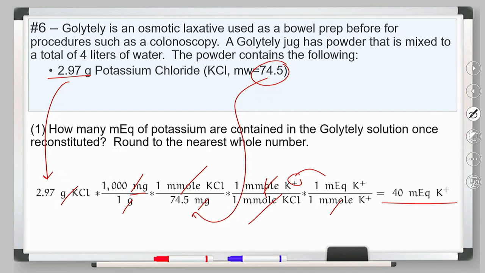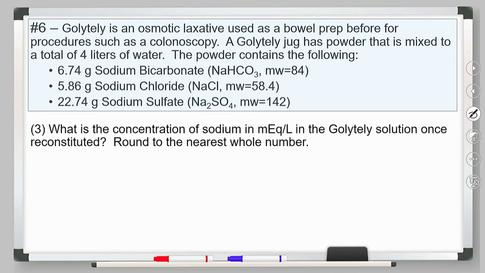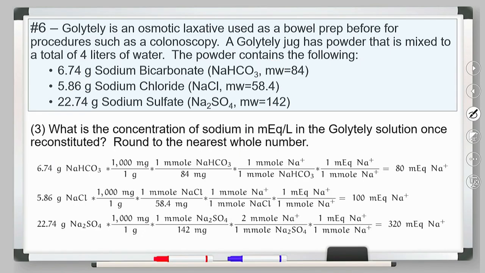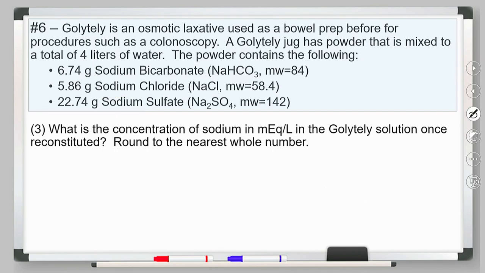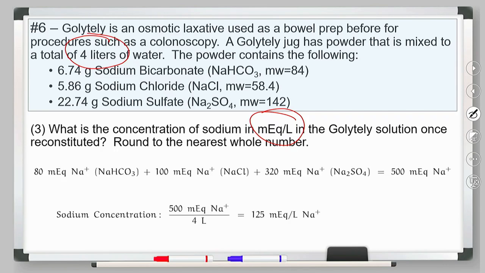I won't belabor this point. This question works the same for all of them. Just remember, when we want the total amount of sodium, you have to add all of the sodium ingredients together. So it's a matter of adding all of those together. And then lastly, the question wanted it in milliequivalents per liter. Keep in mind that these weights were per 4 liters. So the last step there is to divide that total that you sum all that up by 4 to make sure that you express it in per liter when you look at the key on it.